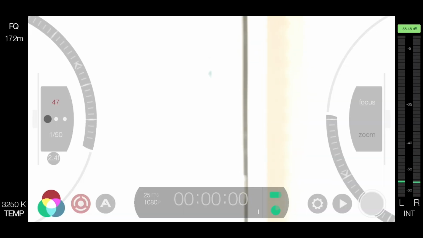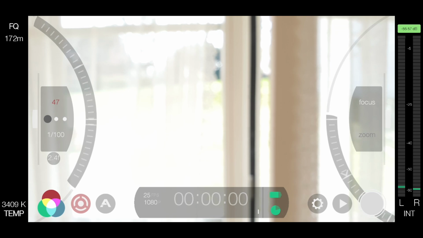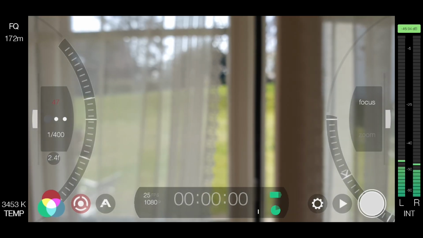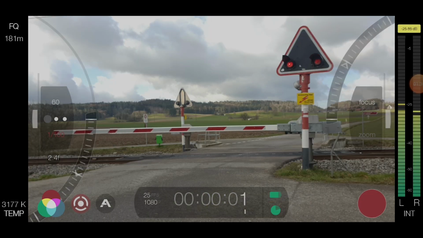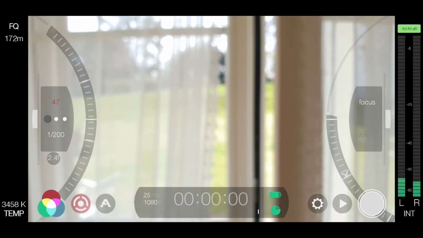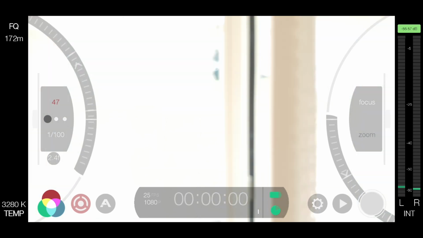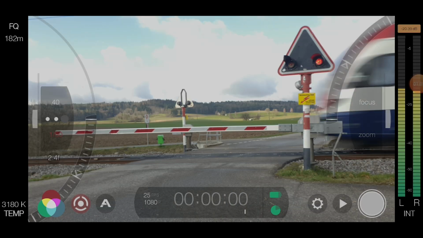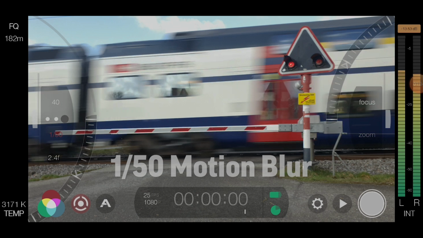How does shutter speed change the look of video? The faster you set the shutter speed, the darker the image. Also, the faster you set the shutter speed, the less motion blur you get. But the slower you set the shutter speed, the lighter the image. Also, the slower you set the shutter speed, the more motion blur you get.